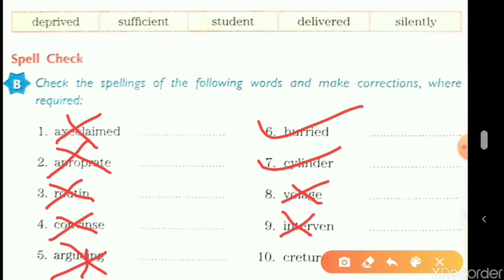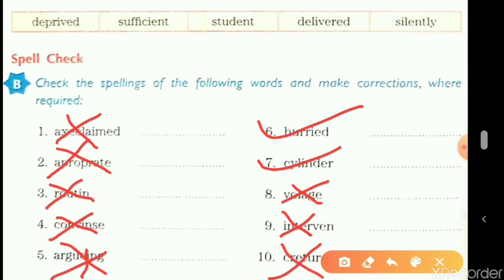Now, the ninth spelling of intervene is also incorrect. So the correct spelling is I-N-T-E-R-V-E-N-E, intervene.